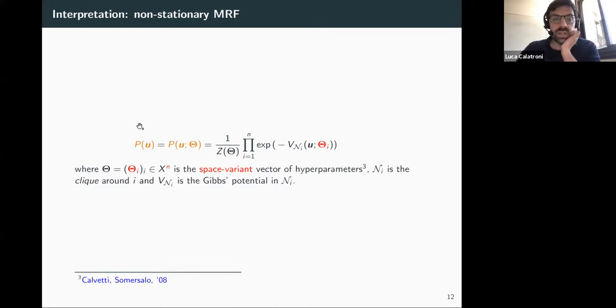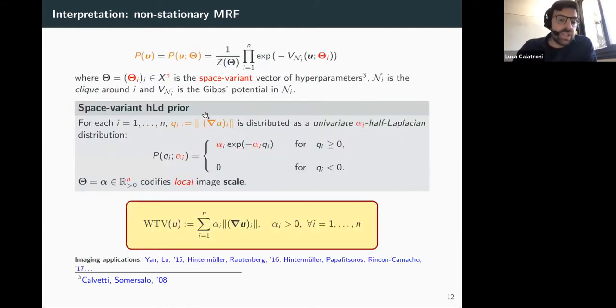Well, the framework is again the one of Markov random fields, the difference being that the Markov random field is not stationary anymore. And what do I mean by not stationary? I mean that the hyperparameters appearing in the definition of my potentials do vary depending on the point. So here the space that was before indicated by x is now space x to the n, because for each pixel I have theta I parameters lying in the space x. So of course it's a very large dimensional space.